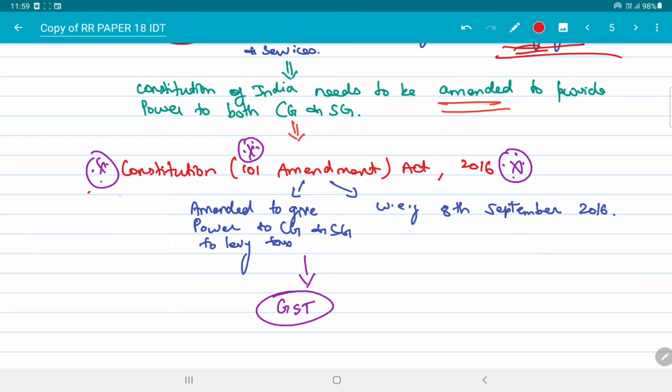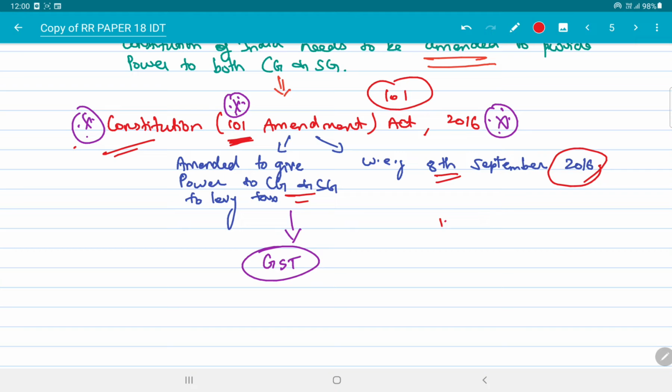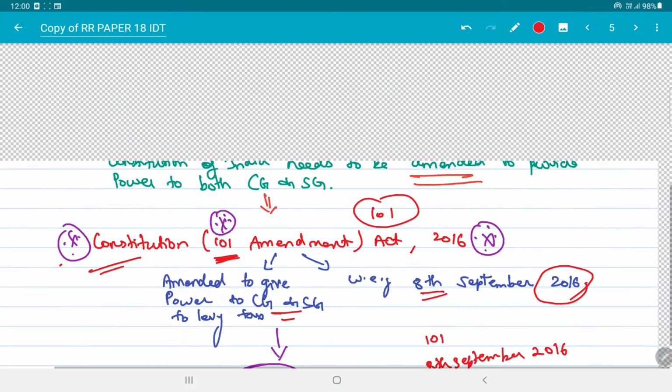So there was an amendment, the 101st Amendment. Which amendment? The 101st Amendment, which gave power to the central government and state government to levy the tax. With effect from 8th September 2016, the 101st Amendment came into force in India. So very important are 101 and 8th September 2016. MCQ question, it is. Okay.